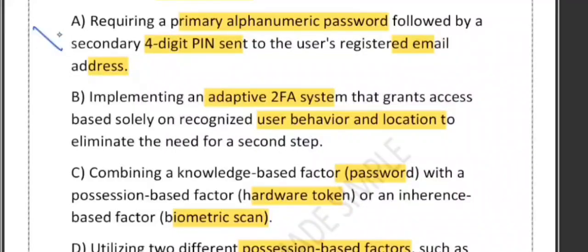It's not the effective one. Now option B says adaptive authentication. It may sound smart, but it is not two-factor authentication because it skips the second factor. There is no second factor here.